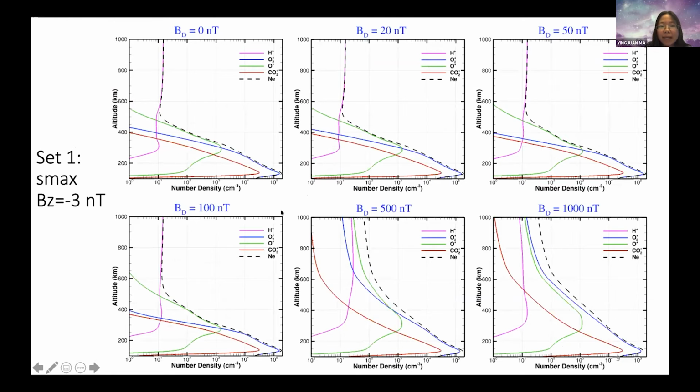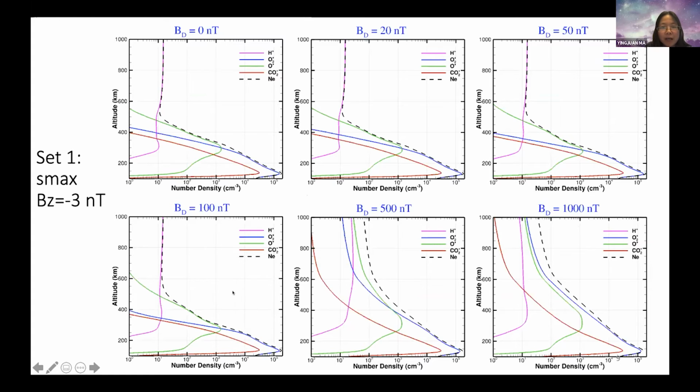We also look at the ion density profiles as a function of altitude for different dipole strengths. What's shown here, the blue line is O2 plus density, and the green line is O plus density. As you can see here, for weakly magnetized cases, the ion density profiles pretty much stay the same. The changes really become significant when the dipole field strength increases to about 500 to 1,000 nanotesla.